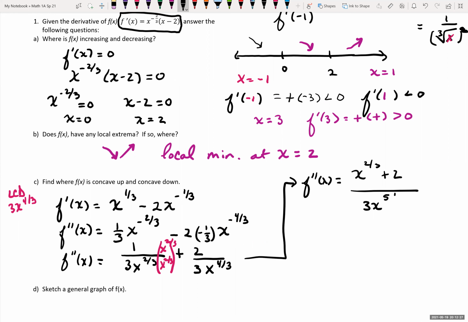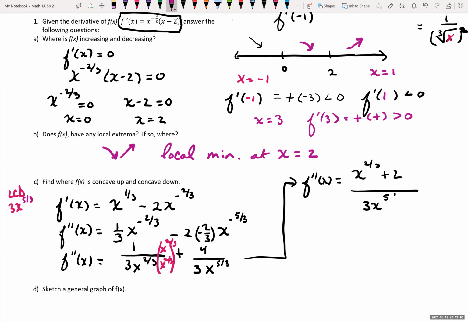now my thing's frozen. It should have been a negative 2/3. And so when I bring that down, that's a negative 2/3. Subtracting 1, that's a negative 5/3. So this is really a plus 4. This is a negative 5 or positive 5/3. Our LCD is 5. 3x to the 5/3.